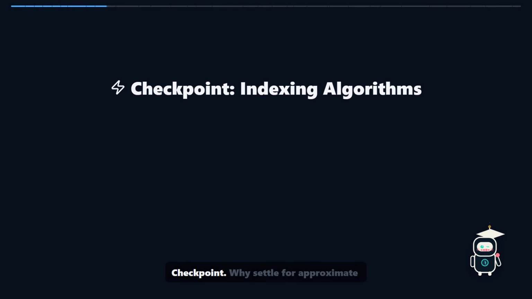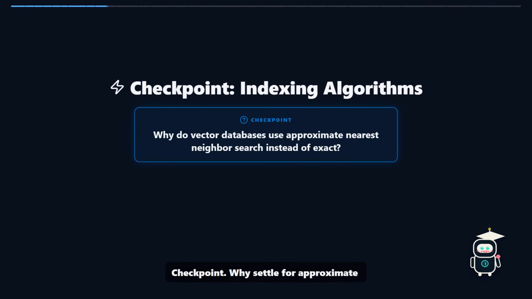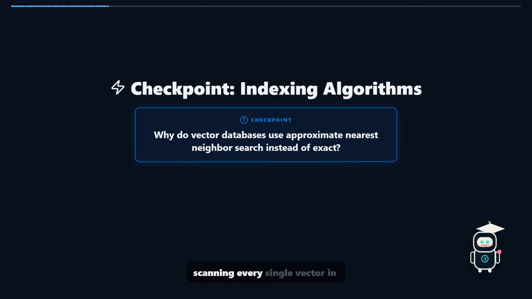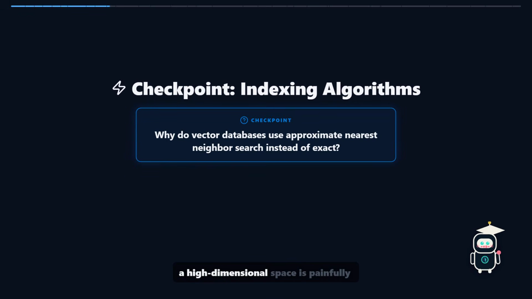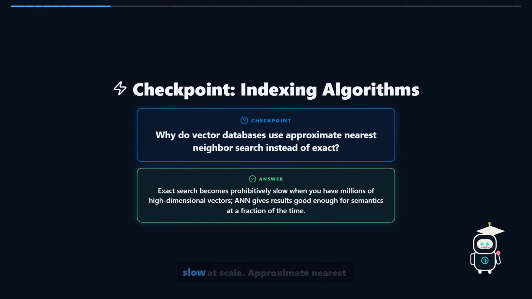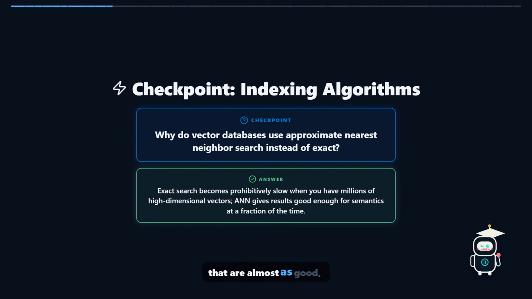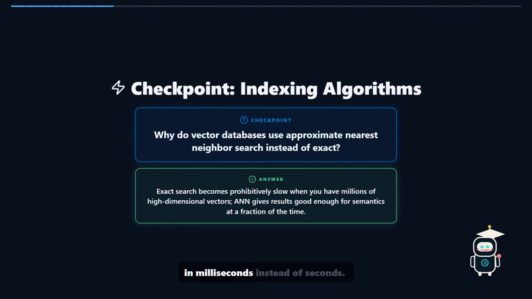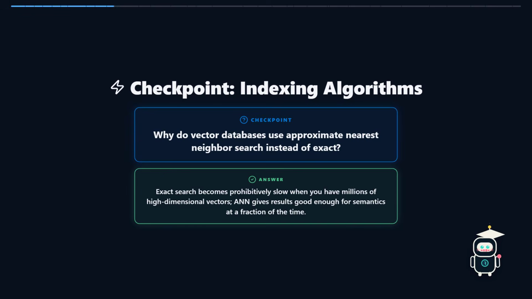Checkpoint. Why settle for approximate instead of exact? Because scanning every single vector in a high-dimensional space is painfully slow at scale. Approximate nearest neighbor algorithms give you results that are almost as good in milliseconds instead of seconds. For semantic search, that trade-off is a no-brainer.